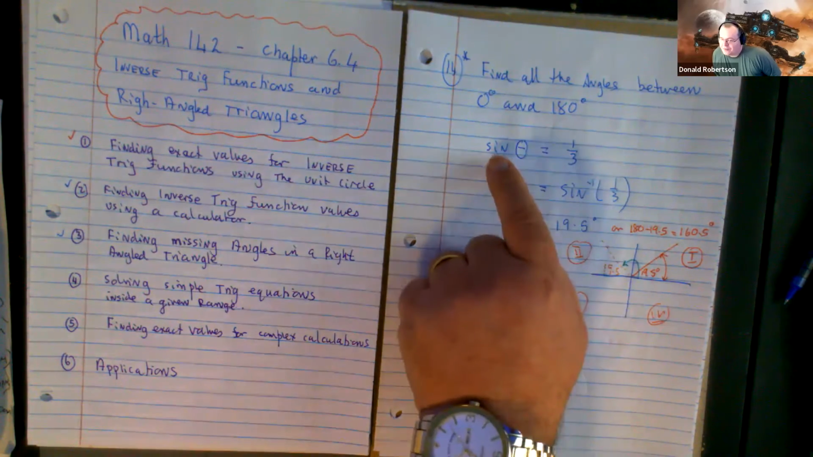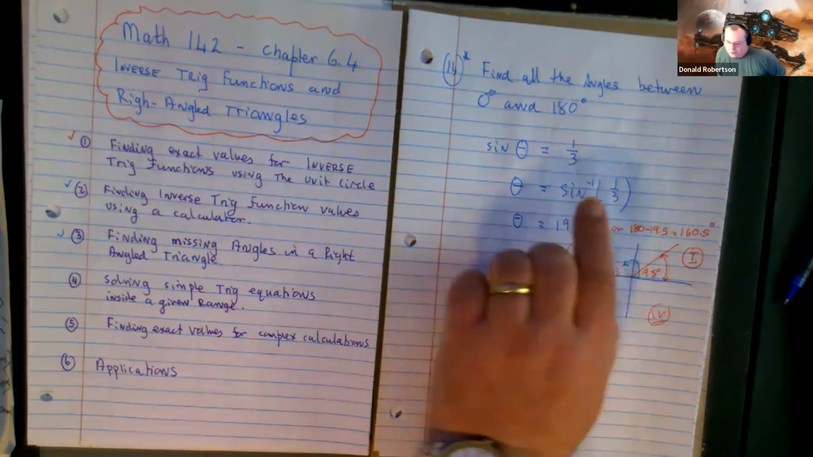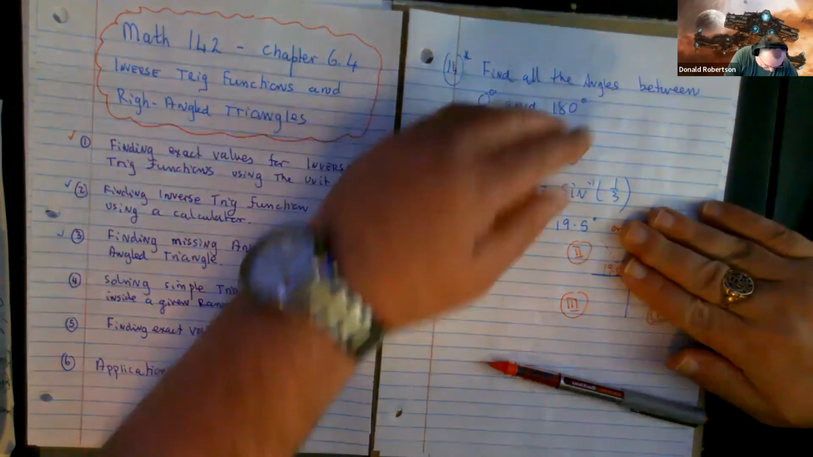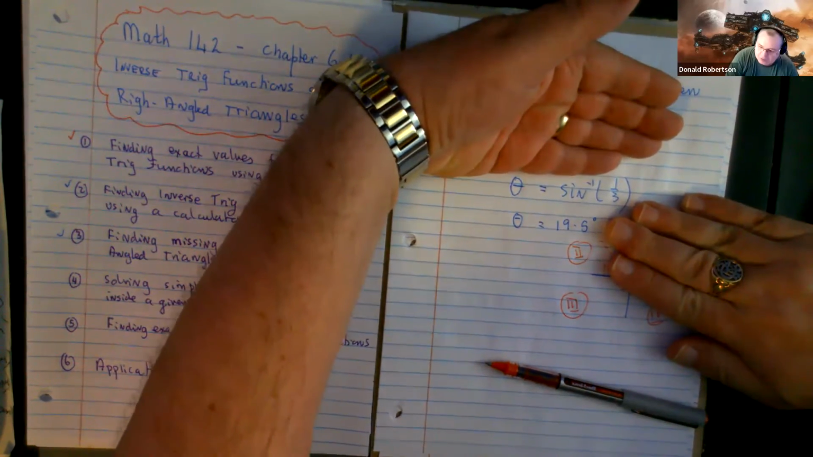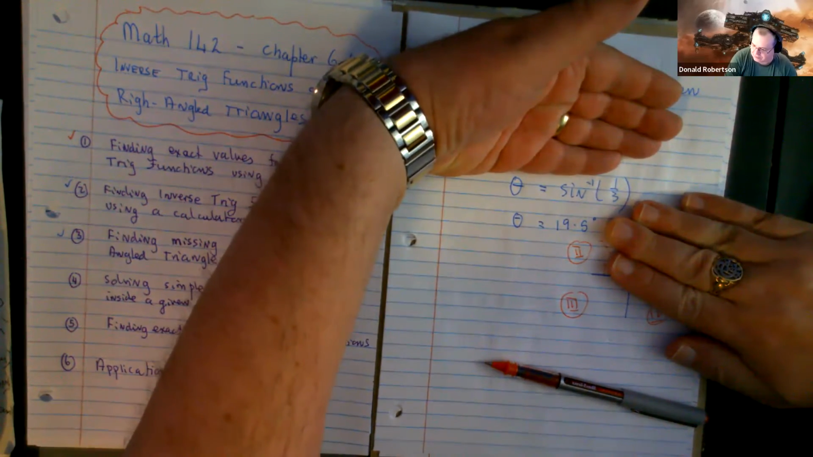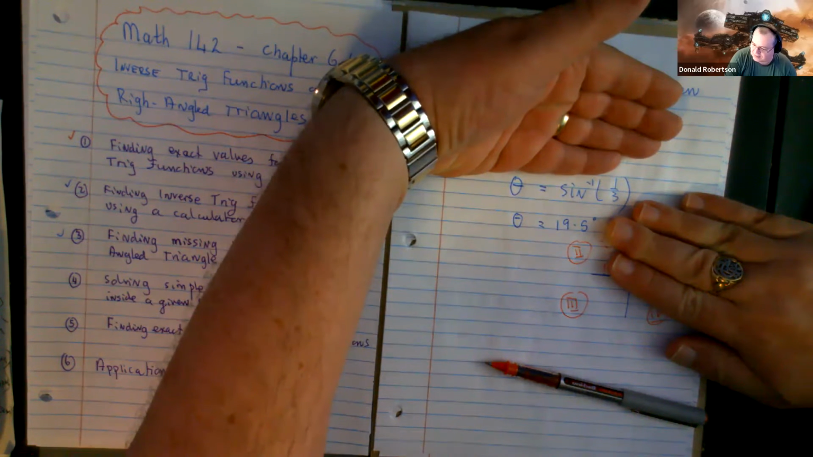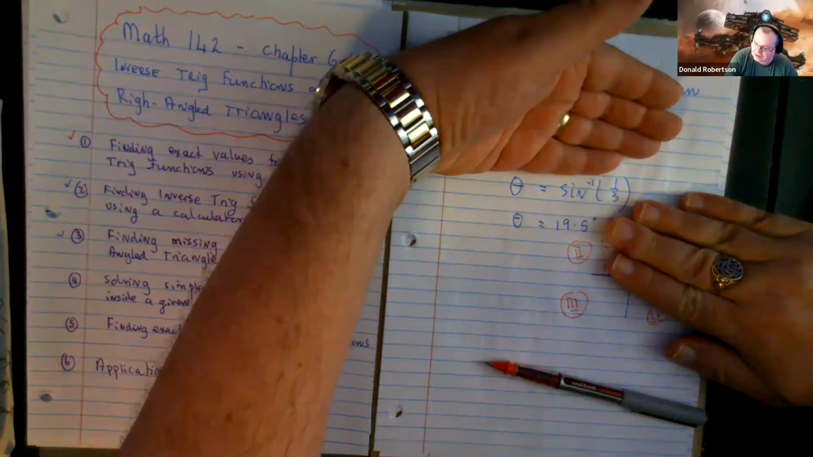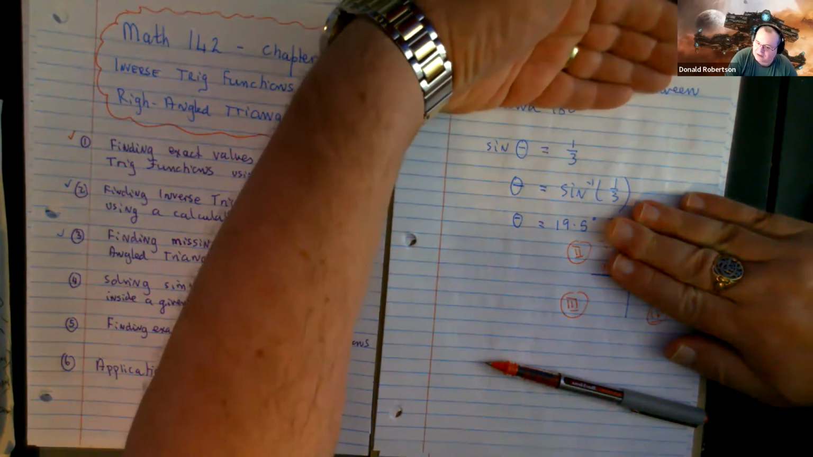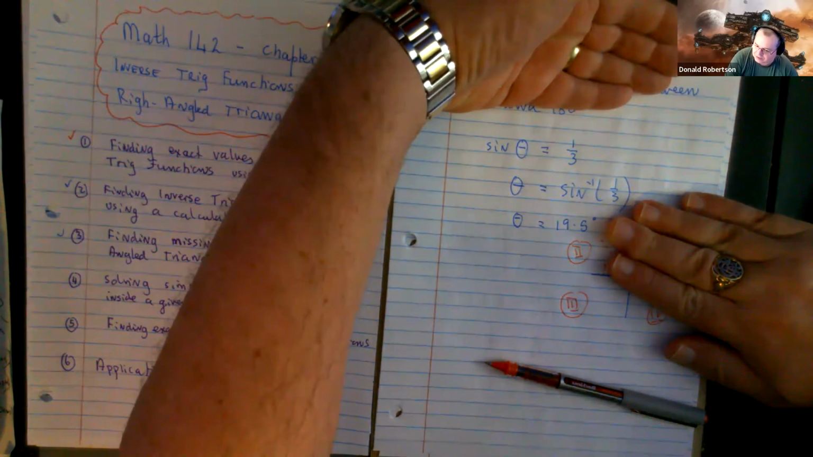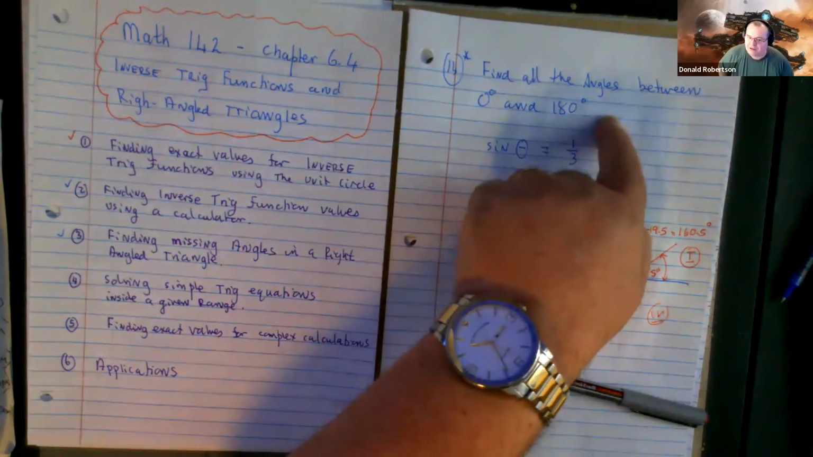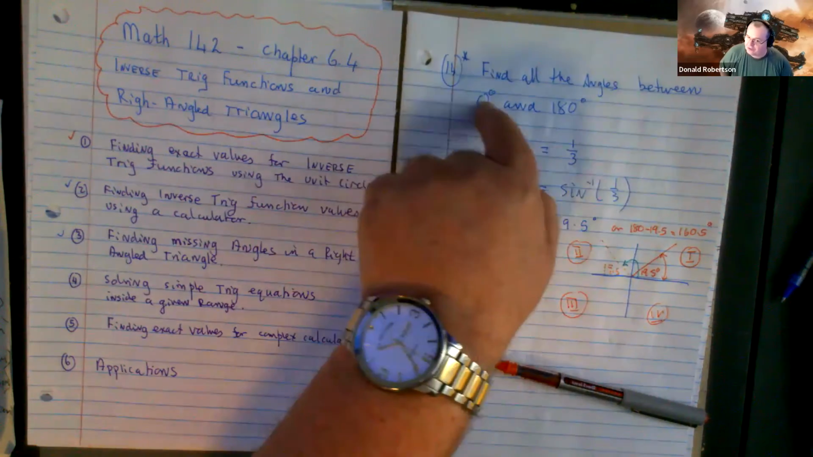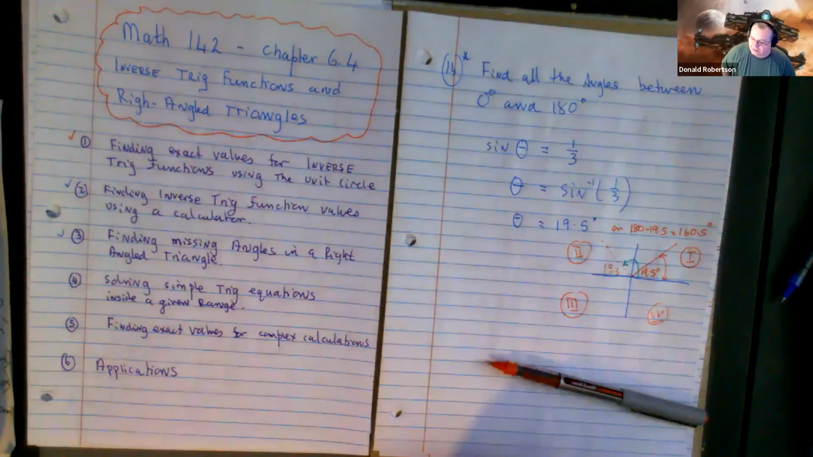They're not asking for the inverse sine of a third. If the question was, what is the inverse sine of a third, wouldn't there only be one answer and it's 19.5? Agreed? That if they asked you, what is that? But this is a different question. You're starting off with a sine of theta, and you're being asked to find as many angles as exist in that range.